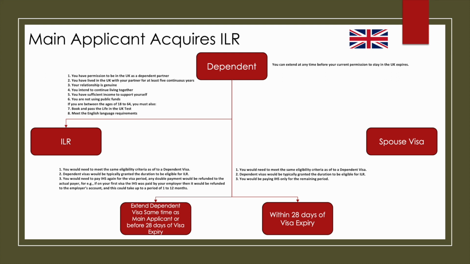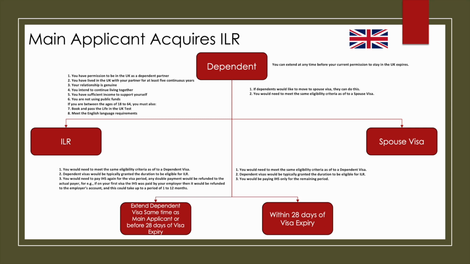And the last option is the spouse visa. So the dependents could also decide to move to the spouse visa. You would need to meet the eligibility criteria of a spouse visa for this. To know the eligibility criteria for the spouse visa, kindly watch the dependent and spouse visa video. For the same, I have provided the link in the description.